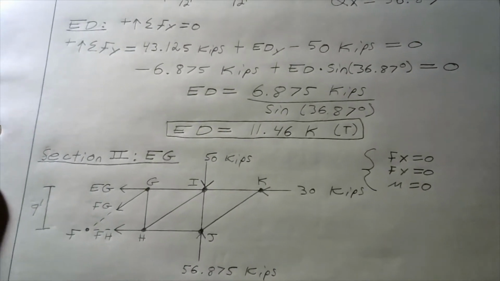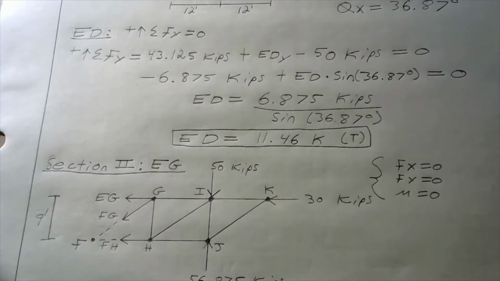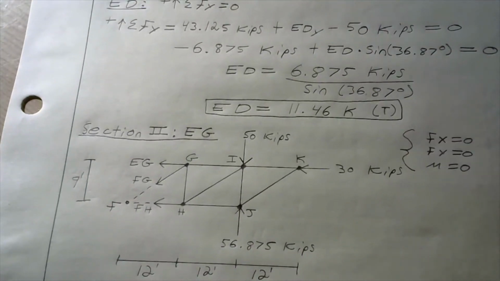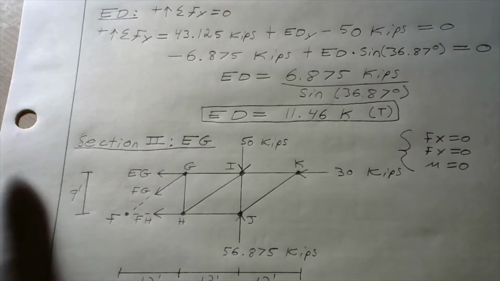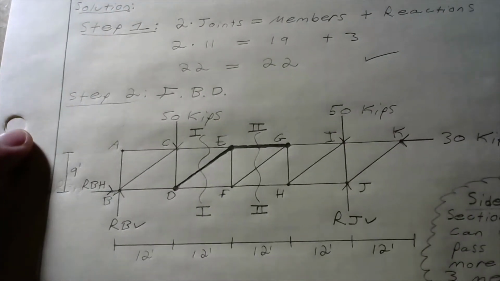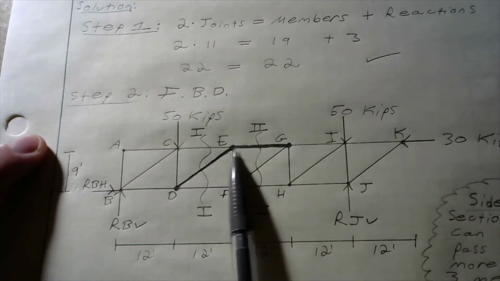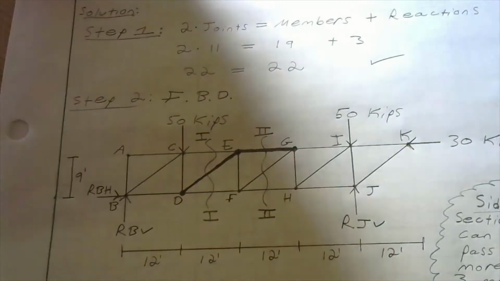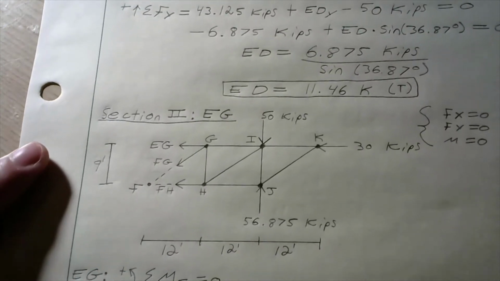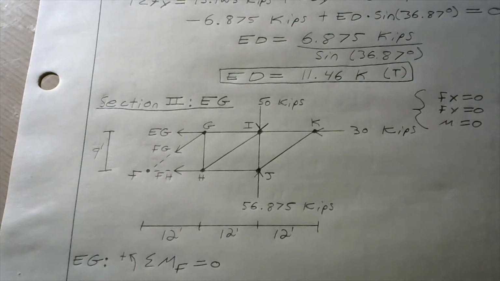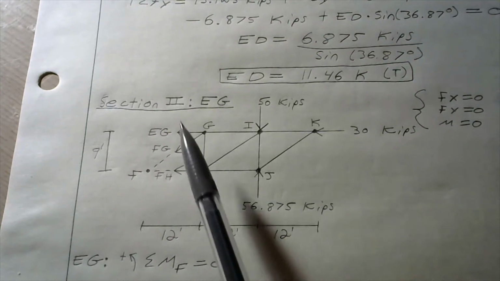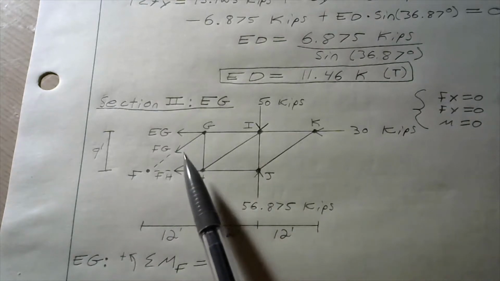Moving on to section 2. So I chose the right side because it looked a little bit simpler, and I didn't want to repeat what I did up here. So in this version, I chose the right side, which is going to be everything over here. And this is going to find us EG. So you can see I drew everything as it is, except until it hits this section line.